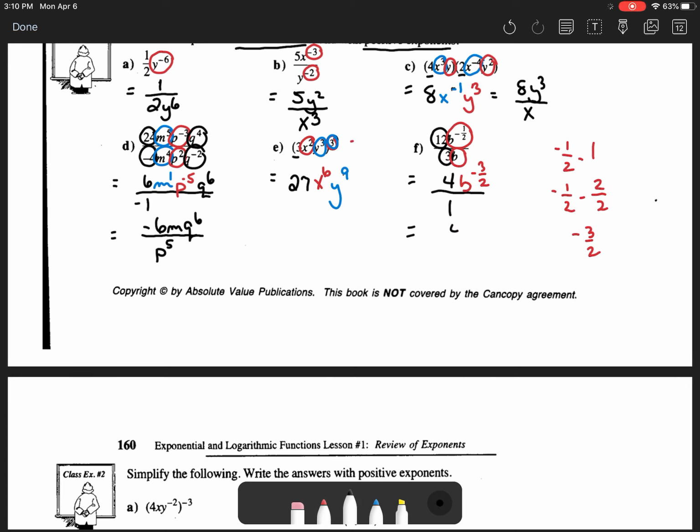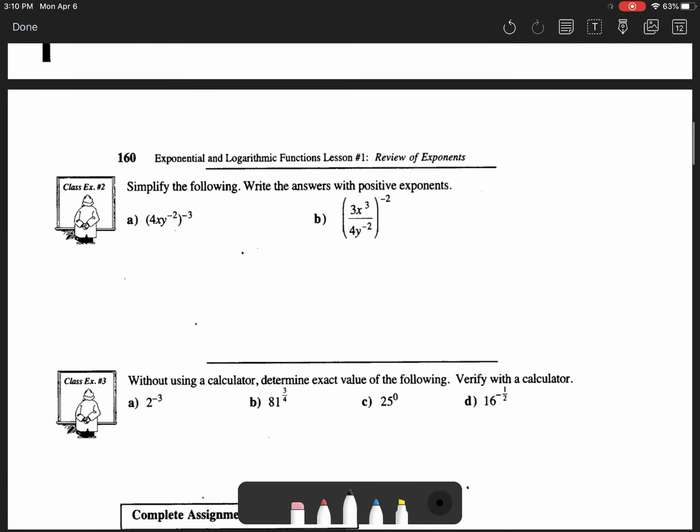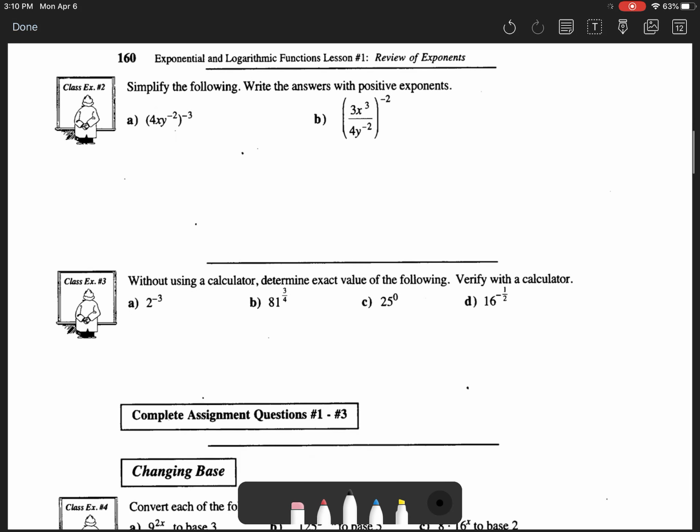It has a negative exponent, so it must move to the denominator. So you'll have 4 all over b to the exponent of 3 over 2. And there is your simplified expression, and we are done with the first page. Okay, hopefully you guys are doing okay with this. Next, simplify the following, writing answers again with positive exponents, nothing negative.